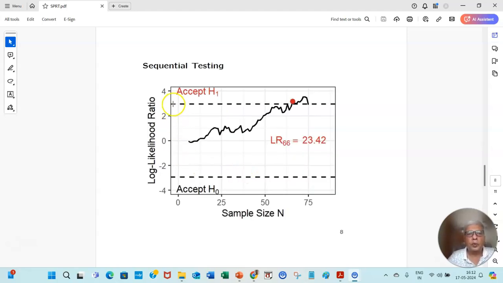So in the picture we have two bounds, A and B. We accept H0 if the sample path goes below the bound. We accept H1 or we reject H0 if sample path goes above the bound. And we have cumulative log likelihood ratio on the y-axis. Cumulative is missing here. So that's the technique.